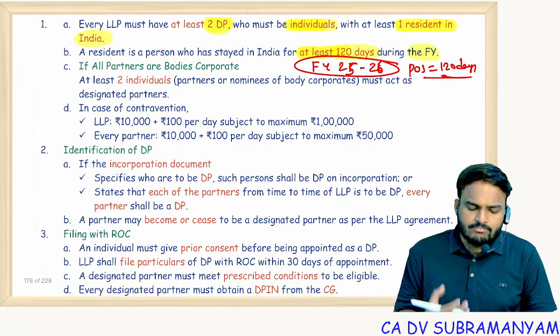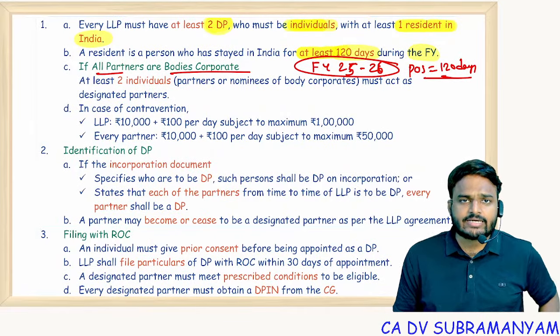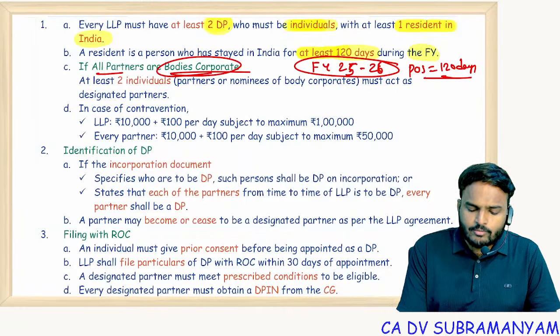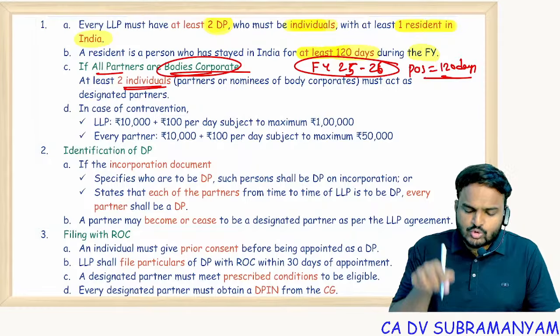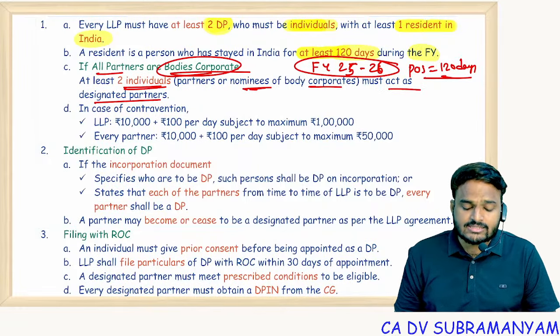Suppose, sir, in my LLP, all partners are body corporates. Then who will become a designated partner, sir? These body corporates should nominate individuals as their nominees. And these two individuals, simply the nominees of the body corporate, will act as designated partners.